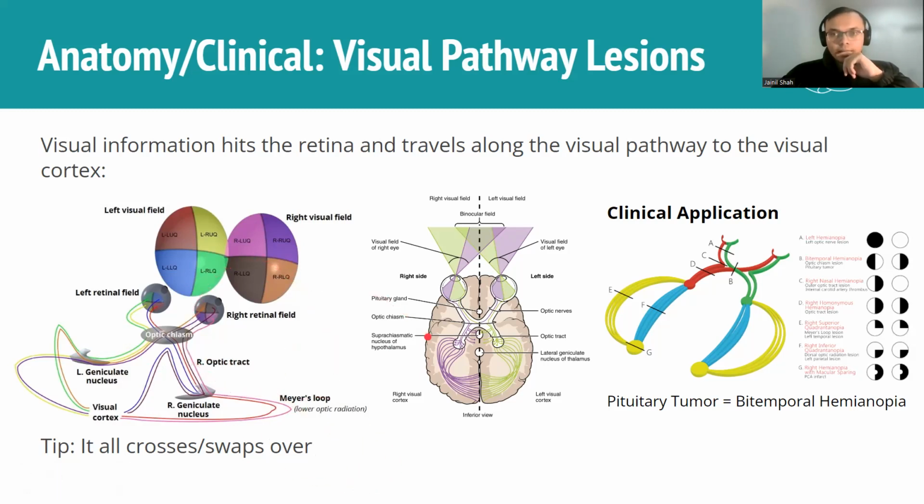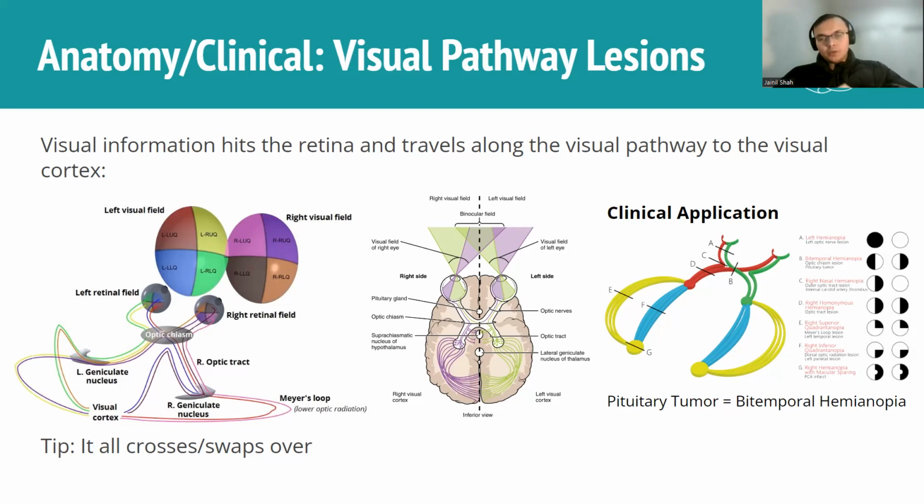Clinical application wise, it's important to understand how different lesions along the optic tracts can cause visual field defects. There's a summary table here which talks about how a lesion at each location affects your vision and visual field deficits. Probably the most important one, which you'll be seeing or hearing a lot of, is a pituitary tumor. Because the pituitary sits very close to the optic chiasm, a tumor of the pituitary gland causes it to grow and swell and become big.